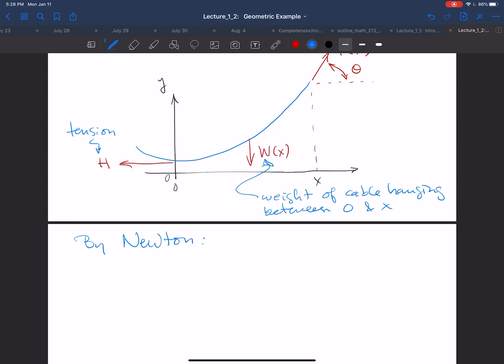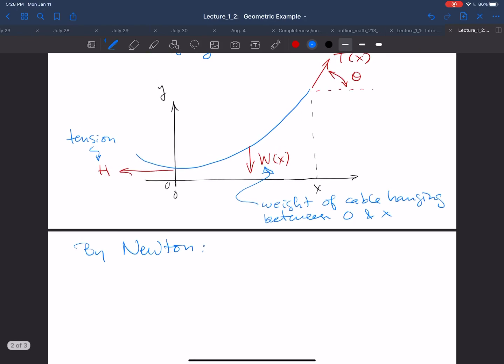we will first have that the vertical force on the right-hand end of this section of cable between 0 and x is T of x times the sine of the angle theta. Sorry, that's the vertical force. T of x times the sine of the angle theta. That has to balance the weight of the length of the cable between 0 and x, because we're going to assume that the slope at the point x equals 0 here is 0. So this has to equal W of x.